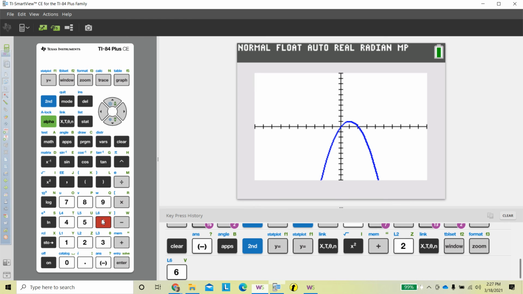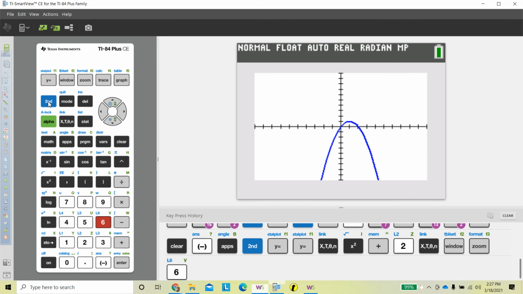Question? Just hit zoom, top, middle, 6, and it'll look like this. Let's look. Is this the second equation? Yeah, negative x squared plus 2x, yeah.